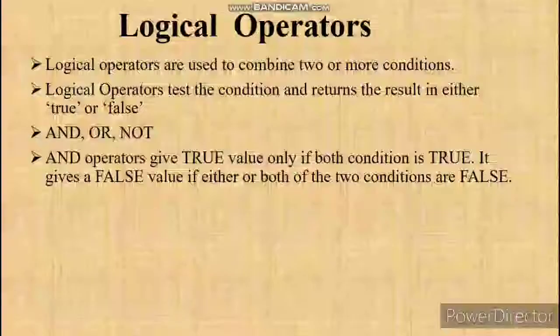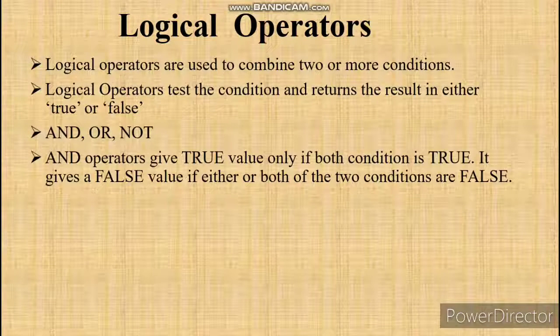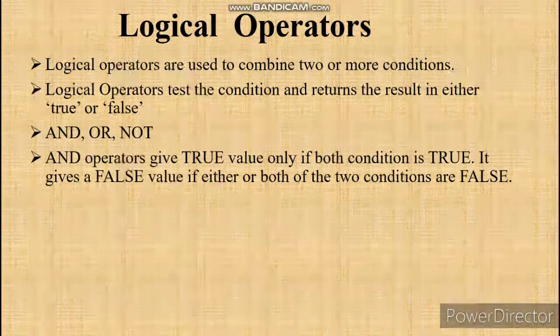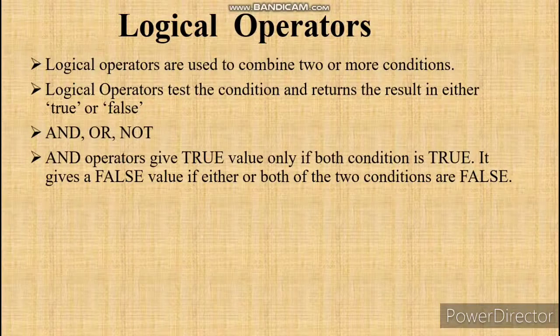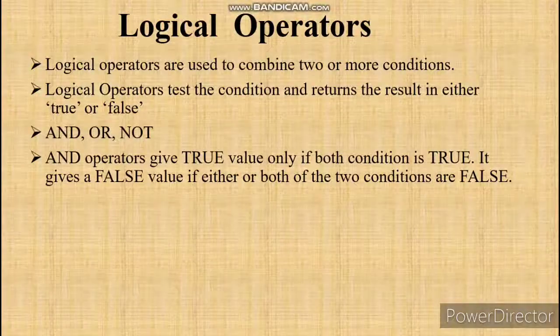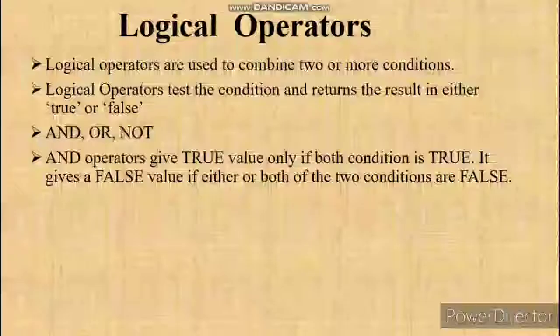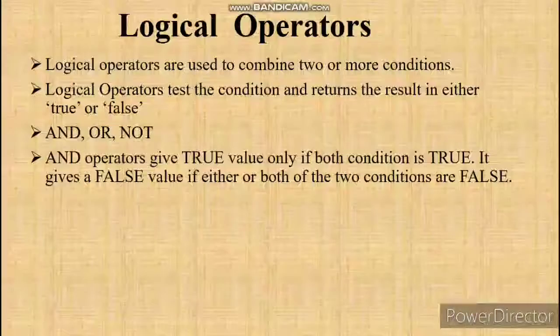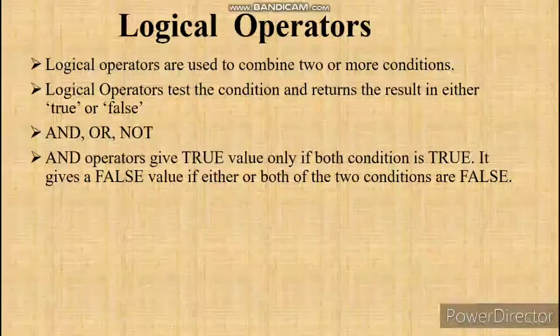If any one condition of the given conditions is not satisfied, then it gives false, right? I hope you understand. I repeat once again. AND operators give a true value only if both conditions are true. If all the conditions given under the AND operator are true, then it gives true, and if any one condition given under the AND statement is false or not satisfied, then it gives false.